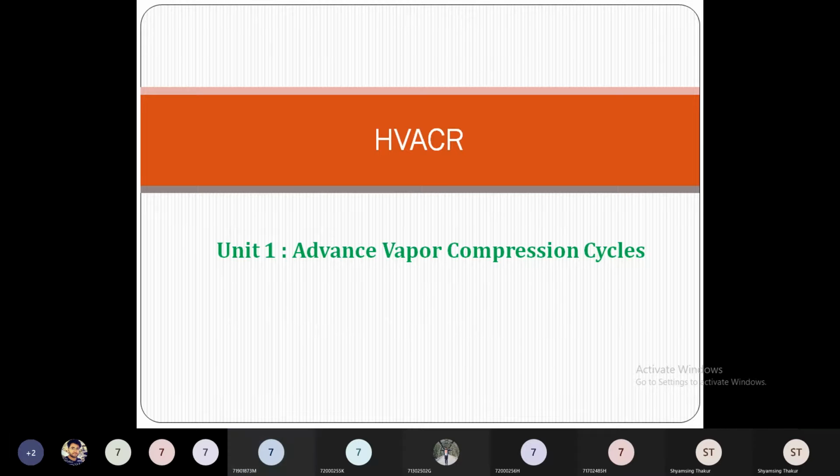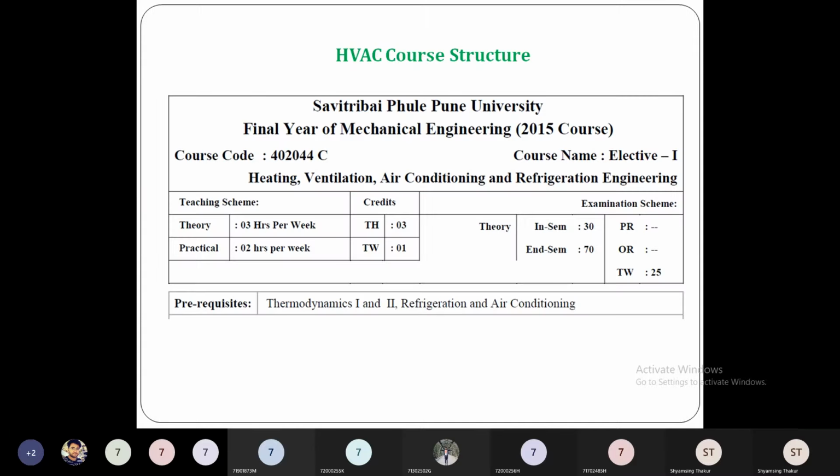So welcome to the very first lecture on heating, ventilation and air conditioning. Today we will see the course structure. This is the HVAC course structure, where there is theory of 3 hours per week and a practical of 2 hours per week.